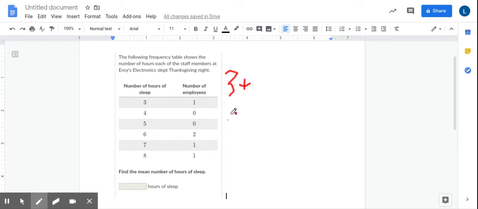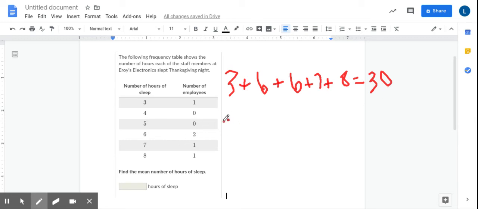But for 6 hours of sleep, there were 2 people that slept 6 hours that night. So we're actually going to add 6 hours twice. For 7 hours of sleep, there was 1 person, so we're going to add it once. And 8 hours of sleep, there was 1 person, so we'll add that once. So we've got 3 plus 6 plus 6 plus 7 plus 8, which should give us 30 hours of sleep. That means combined, everyone in the company slept for 30 hours total. If you add all of their sleep together, they slept for 30 hours.